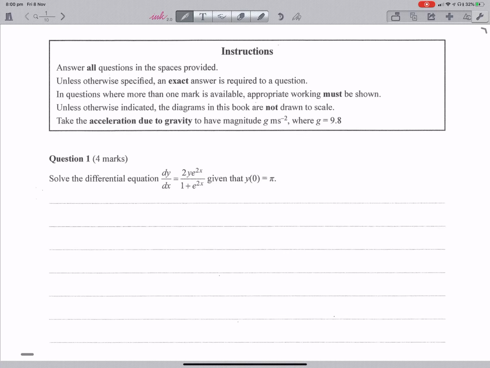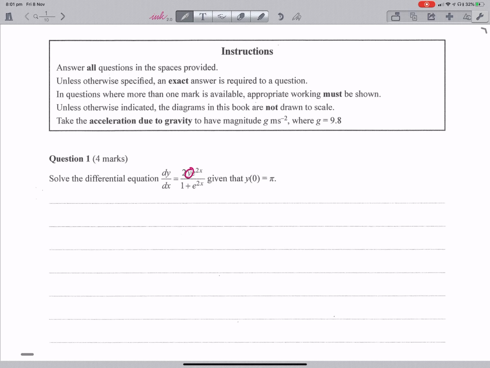Okay, guys, time to have a crack at 2019 Exam 1. From what I've heard, some of the algebra in it's not very nice. Some of the things aren't very nice. Let's have a look and find out. I've locked myself in a room so no one can disturb me. Okay, you've got to give exact answers. Gravity is 9.8. Solve that differential equation.